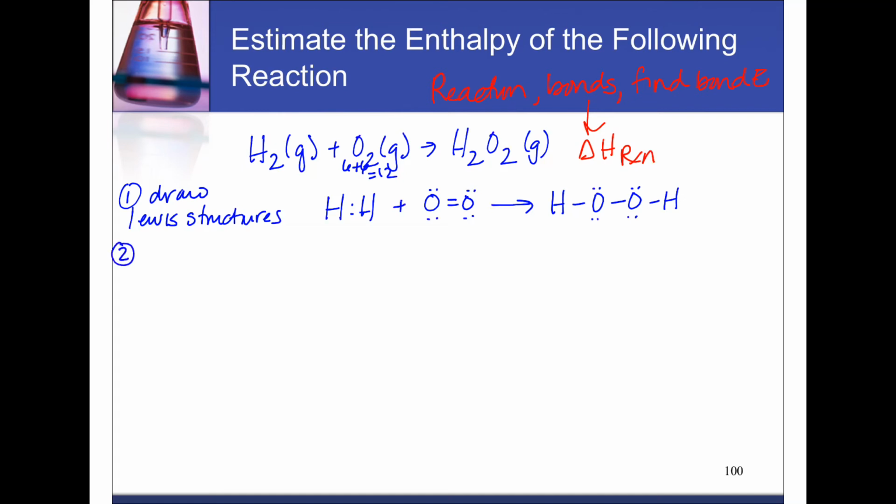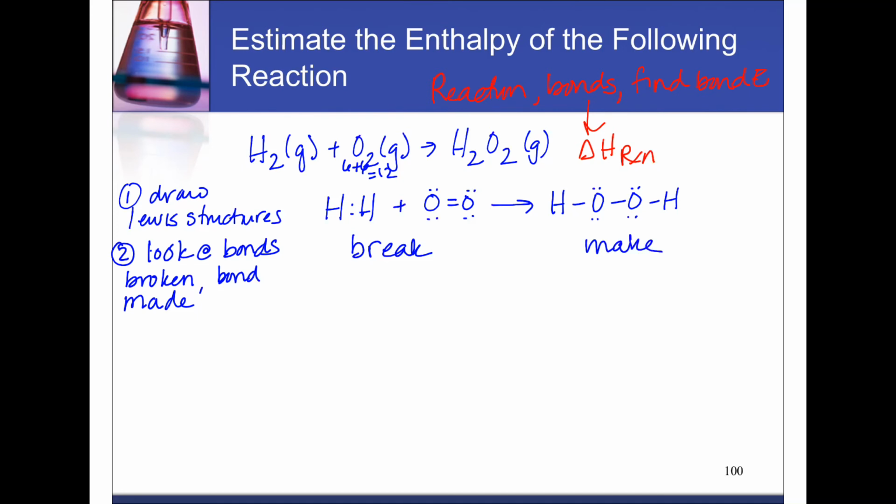The next thing that we're going to do is look at bonds that need to be broken and bonds that need to be made. And we're going to do a little accounting. So on this side, I'm going to look at the bonds that I need to break. And on this side, I'm going to look at the bonds that I need to make. I'm going to draw a little line in between this. Okay. On the reactant side, I need to break a hydrogen-hydrogen bond.